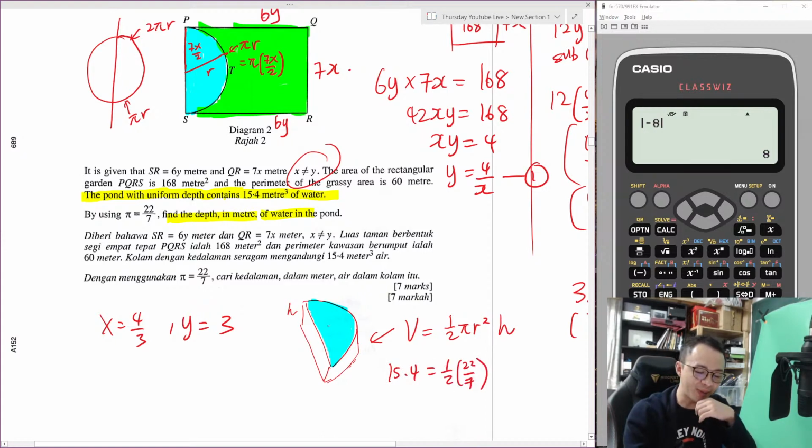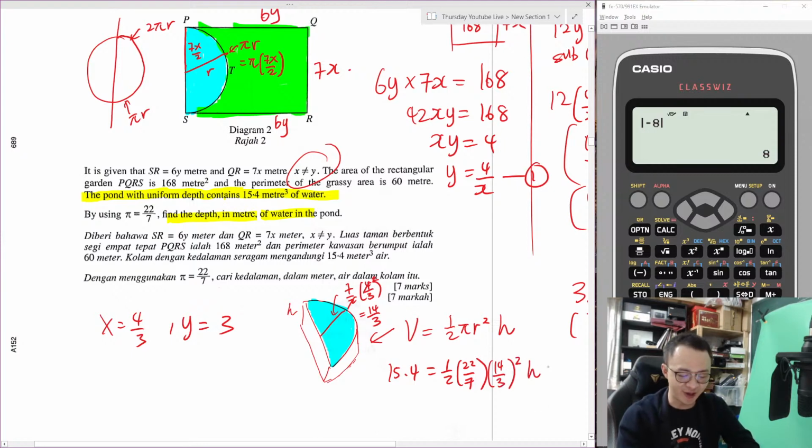Okay, so right now what is my r? My r just now is 7 over 2 times 4 over 3. So my r is a little bit complicated here, which is 14 over 3. Alright, so my r is 14 over 3 squared. Height is the depth they asked us to find.